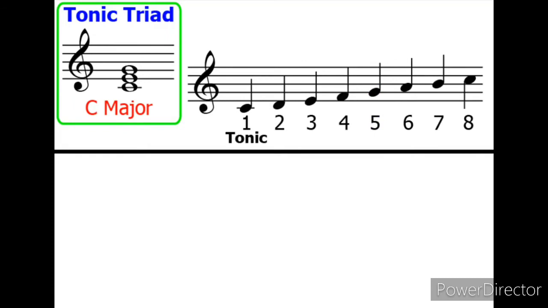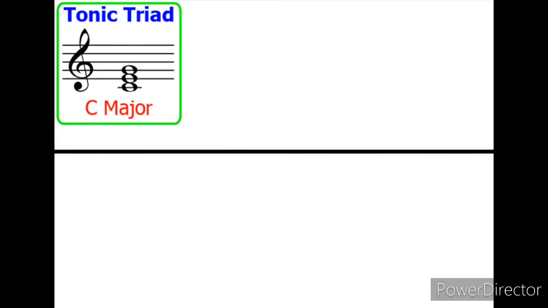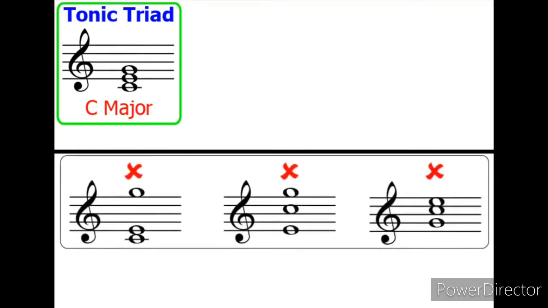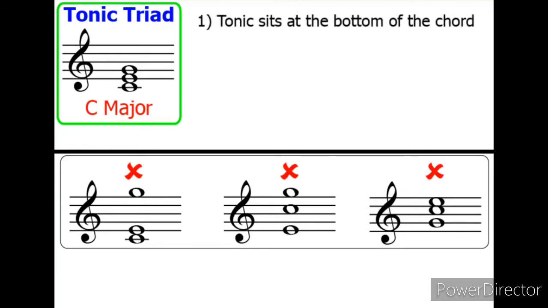We've worked out that the notes in a C major tonic triad are C, E and G. We can't just plonk these notes onto the stave in any order. Although each of these examples contain just the notes C, E and G, they would all be unacceptable. It's very important that the tonic sits at the bottom. More about this in a moment.